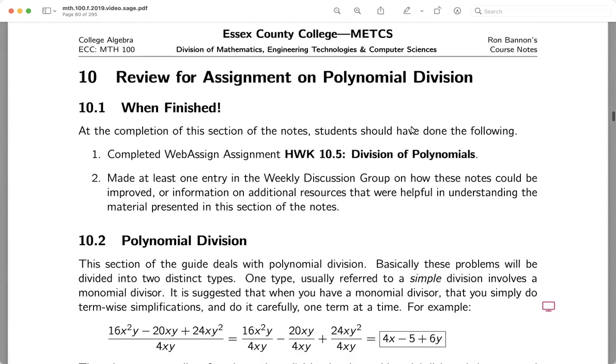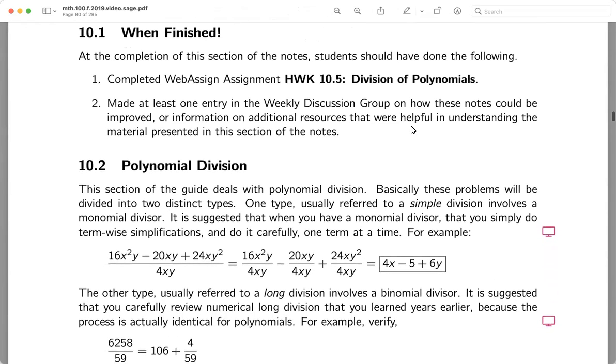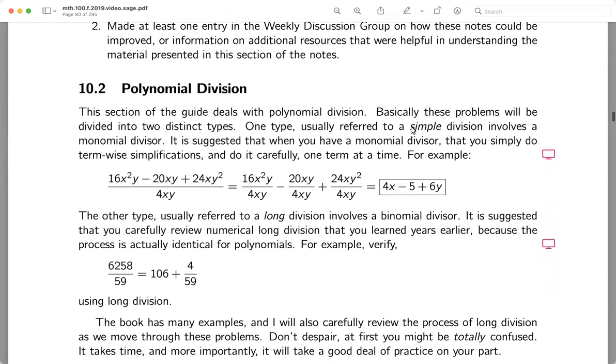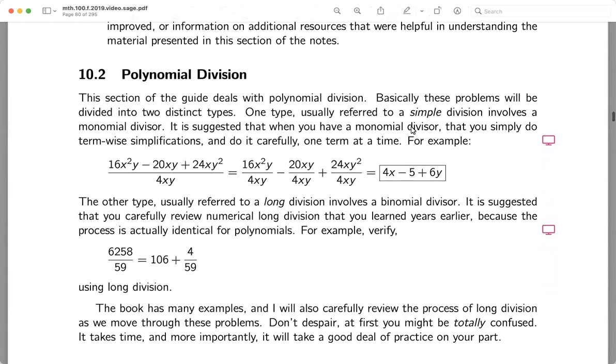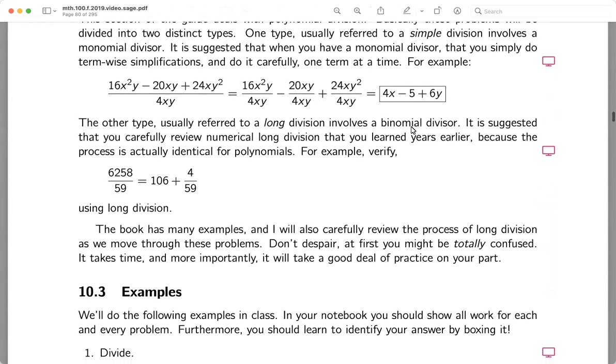Okay, we're in section 10. This is on polynomial division. And we kind of separate the two classes. We did this in the lecture portion where we have a monomial divisor. That's a very simple division. We actually call it a simple division. And then we have a binomial divisor or larger, and that's going to be what's known as a long division.